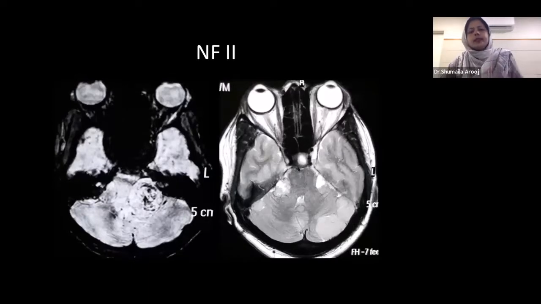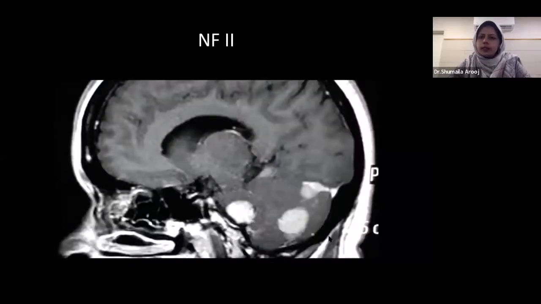Yes, somebody said that this is NF2. Correct, absolutely correct, because when we look at the rest of the images, we can see that there are multiple peripheral broad-based lesions which are neurofibroma. So it was a case of neurofibromatosis 2, and it had, as we discussed, the mnemonic MISME: multiple inherited schwannomas, and then there were meningiomas.